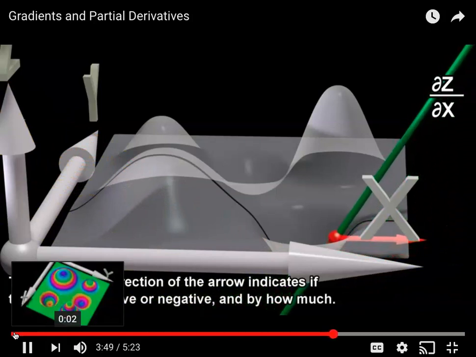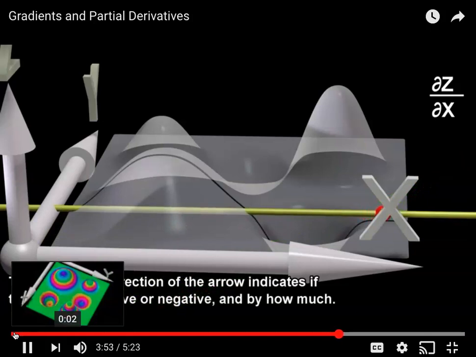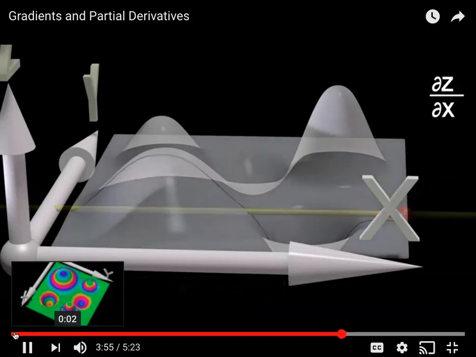So the direction of the vector is in the direction of your tangent line, and the magnitude of the vector is the size of the slope.